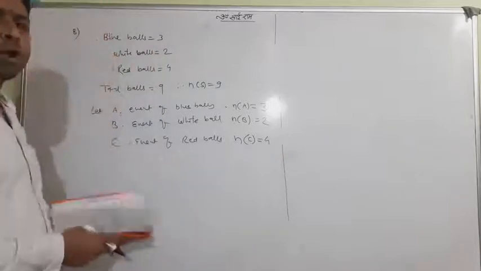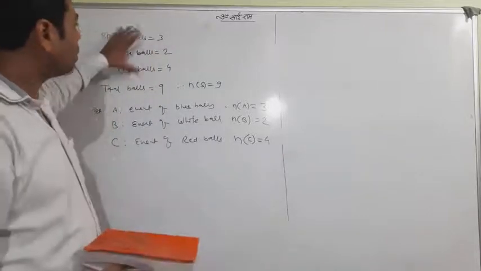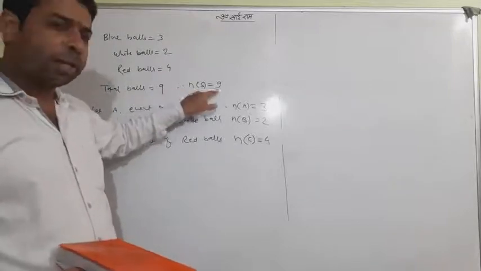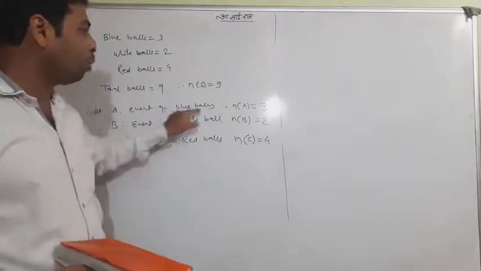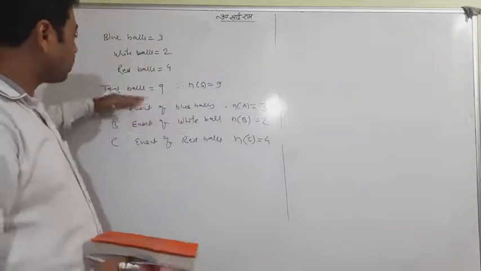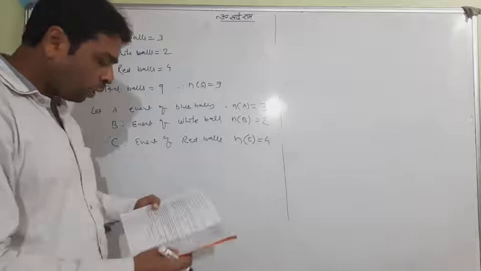So till here I have written very formal sentences. This is not necessary. You can write directly total balls, n of S equal to 9. Let A be the event of blue balls, n of A equal to this. This is just for understanding; otherwise you can start your answer from here. Okay, so what question is asked here?